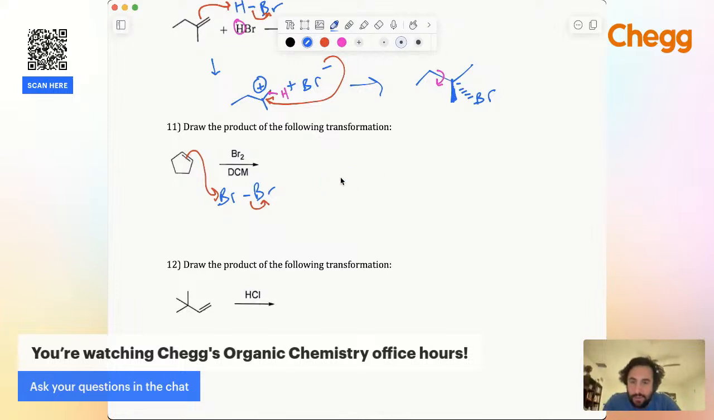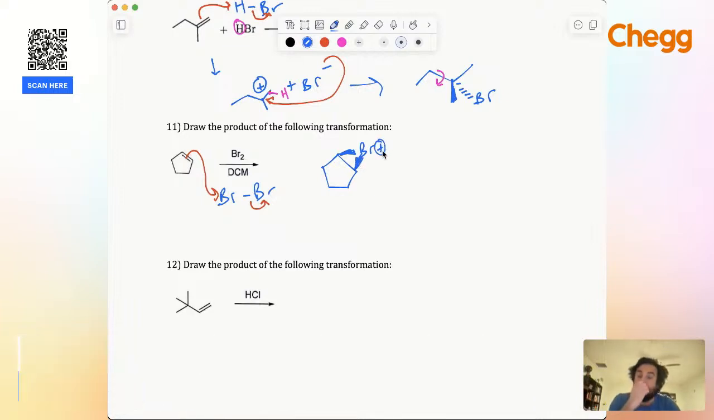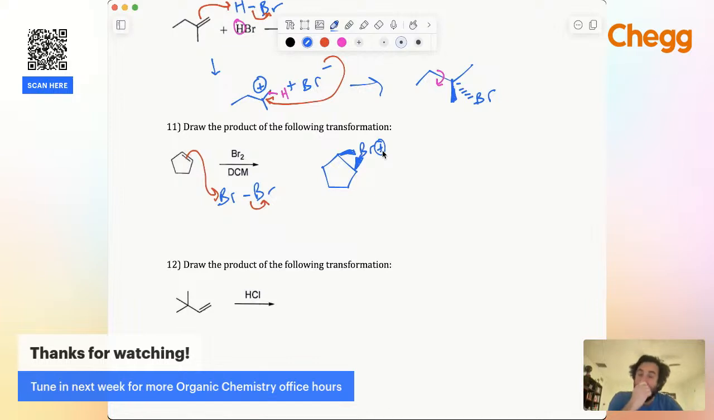So let's draw the bromonium ion intermediate. This is what we end up with as the intermediate. The bromine inserts itself into that pi bond, and we end up with Br+. So that's the intermediate, the bromonium ion intermediate.